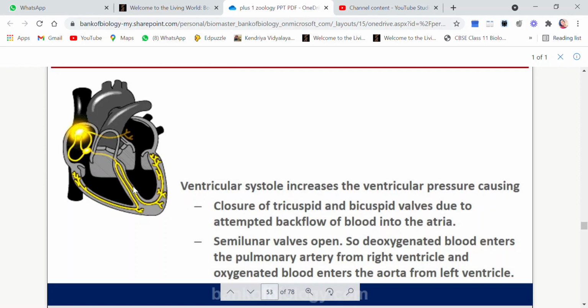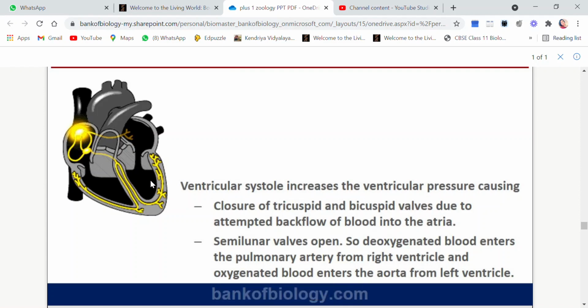One more thing, children, which is to be noted here: when the blood has passed from the auricles to the ventricles, the flaps of both the tricuspid and bicuspid valves have spread out, and they have closed these passages. See, closure of tricuspid and bicuspid. Now, the blood which is present here will not move backwards because the valves are closed.